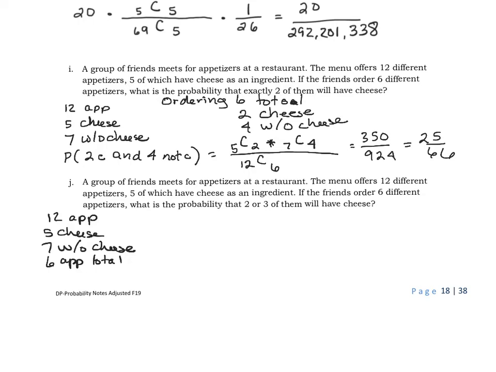What's the probability that 2 or 3 of them will have cheese? Well, we've already figured out the probability of 2 having cheese, haven't we? So what are we looking for? We are looking for 2 with cheese and 4 without the cheese. Okay, or 3 with cheese, and then that means 3 are going to not have cheese. Sorry about the stumbling there.